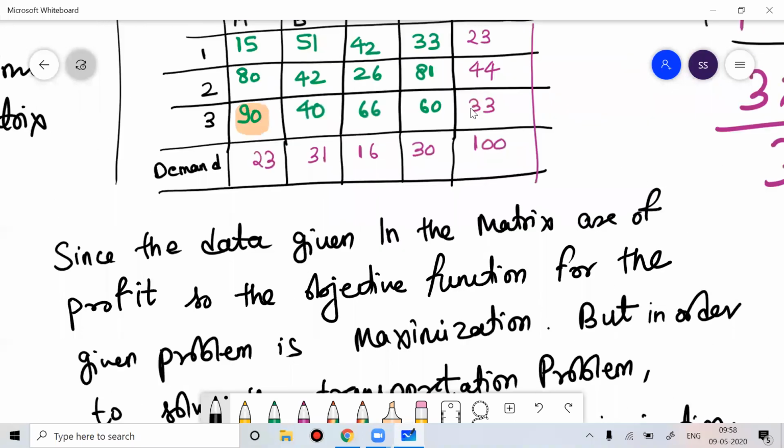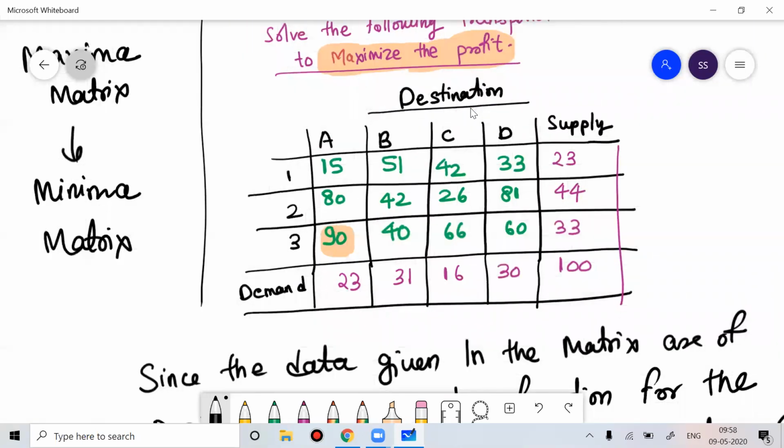Whenever you get a problem, you have to see whether the total demand is equal to total supply or not. Before that, you have to see the element which is the highest, because this is a problem of maximization, and a maximization problem cannot be solved by the usual transportation problem method. So you have to choose the element which is maximal out of all the elements and subtract all the elements from this maximal element.